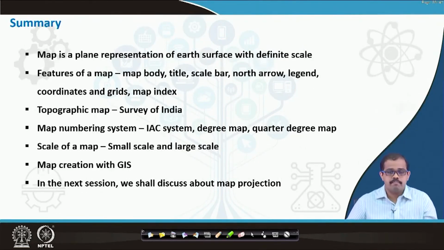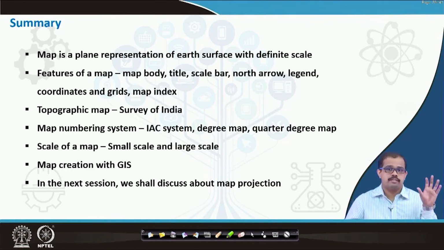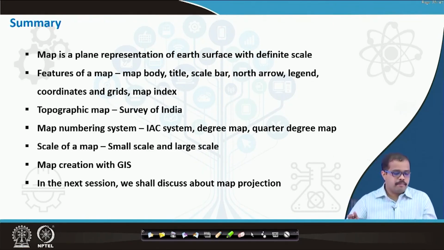To summarize, a map is a plane representation of the Earth's surface with a definite scale. We have looked at the different features of a map. We started with the map body, then we looked at the title, where the scale has to be placed, then the north direction, then certain information that is required, and then we looked at adjacent maps also. I gave you an example of it. Then we looked at the map numbers that have to be represented and the area names where it is actually located. So that is what is a part of a map.